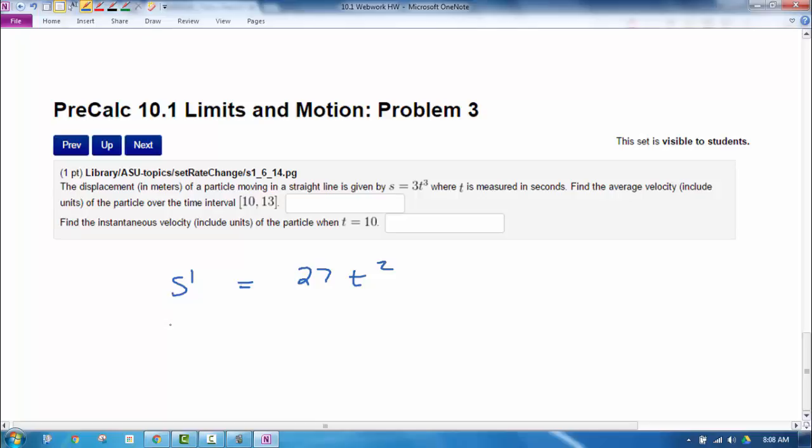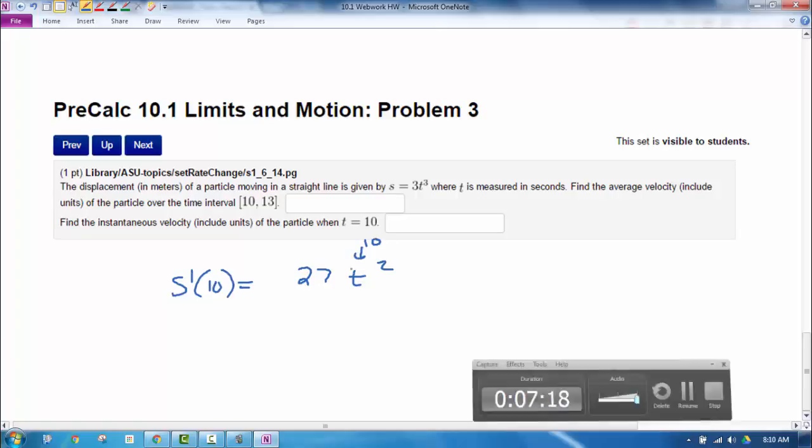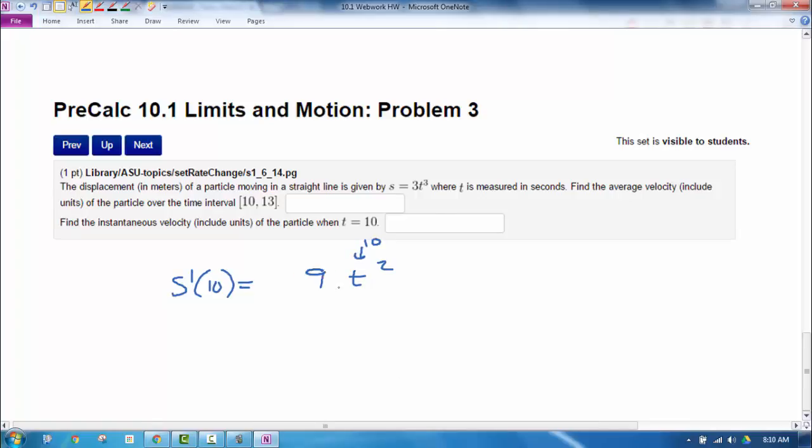The slope of a distance time graph gives you velocity, and I'll explain that better in a second. But we're trying to find that at 10, so we're plugging in 10 right here. I'm sorry, this is 9. And then 10 squared is 100. 100 times 9 is 900, so it'll be 900. And then don't forget the units, meters per second.